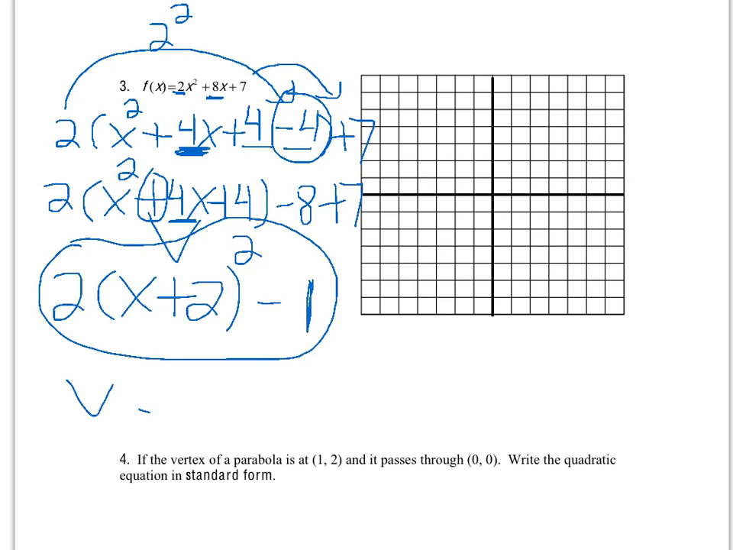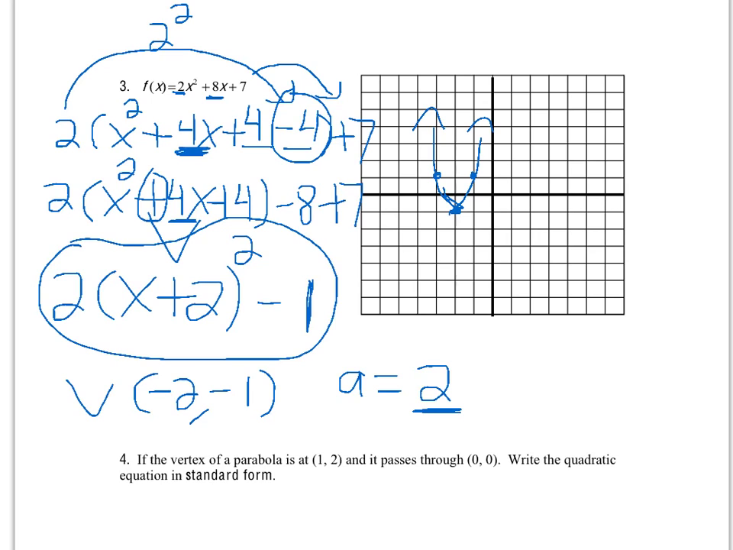So now my vertex is negative 2, negative 1, and my a value is positive 2. So the parabola is going to go up, but it's going to get skinnier now because that's a positive 2. So let's graph this. We're going negative 2, negative 1, which is right here. Okay, I use my arrow. Now, when I go to the right one, I'm going to go up 2. So there's a point. And then I go to the left one, up 2. So that's our parabola.